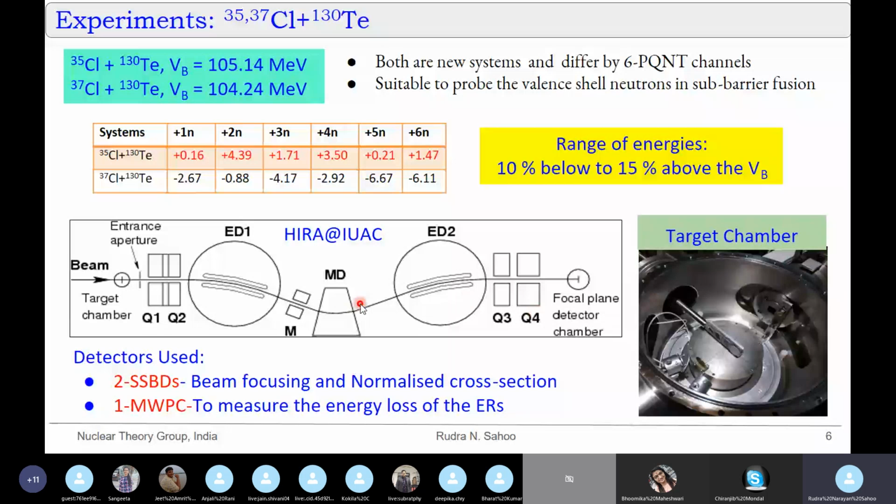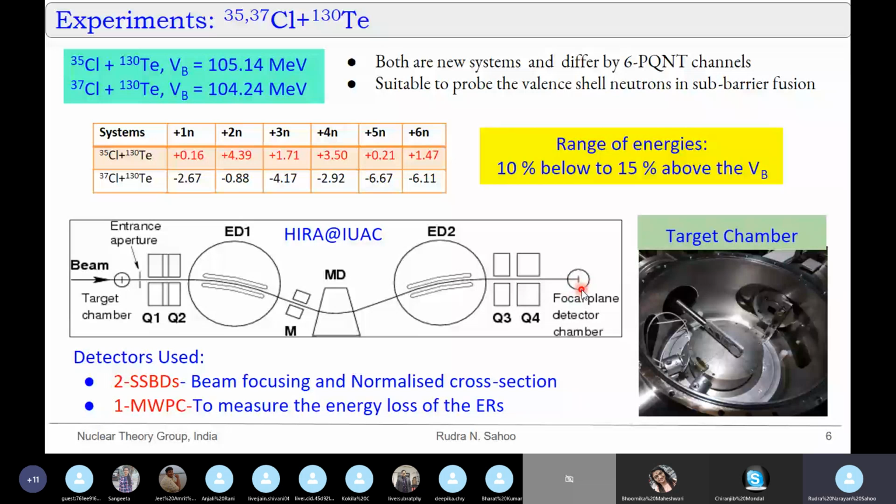And the electric dipole separates the particles according to their energy by Q ratio, where Q is the charge state, and the magnetic dipole separates the particles according to their momentum by Q ratio. And again ED2 separates the particles according to their E by Q ratio. And this ED, MD, and ED are fixed in such a way that they separate the particles according to their mass by Q ratio, M by Q ratio. And by identifying their M by Q ratio, we can measure the evaporation residue.